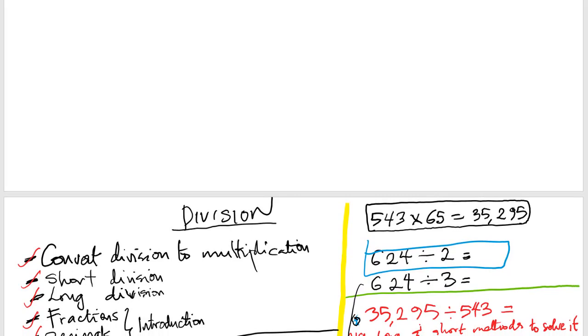So we have 35,295 divided by 543. If we use the short division method, you have 35295 over 1 times 1 over 543. Looking at the last number, you can see that this number is divisible by 3.